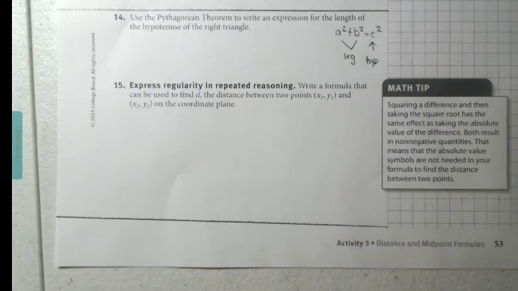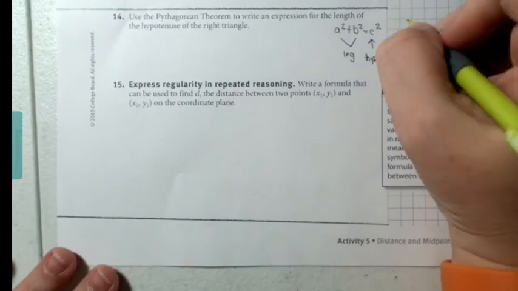So it says, use the Pythagorean theorem to write an expression for the length of the hypotenuse of the right triangle. Number 15, write a formula that can be used to find the distance, d, between 2 points, x1, y1, and x2, y2, on the coordinate plane. This, again, we're still working in this abstract kind of mindset. We're just dealing with it in general. We're not actually plugging in particular numbers. So it's a little harder to visualize.